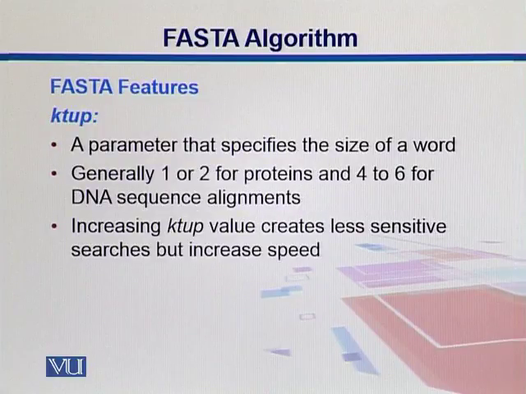FASTA has some specific parameters and features. It uses k-tuples, which are small size segments. It takes your sequence and breaks it into short fragments, and for those fragments it looks for similarities within the databases. We call them k-tuples. Generally 1 or 2 for proteins and 4 to 6 for DNA sequence alignments is good. Increasing the k-tuple value creates less sensitive searches, but we can have more speed.